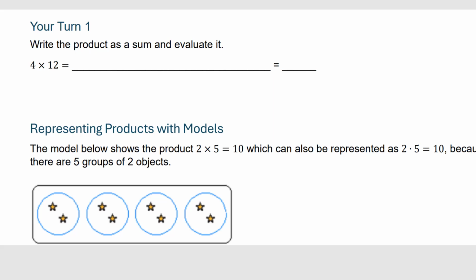All right, so for my students, this is the time when you would pause the video and work out the solution to your turn number 1. Use the QR code to access it.